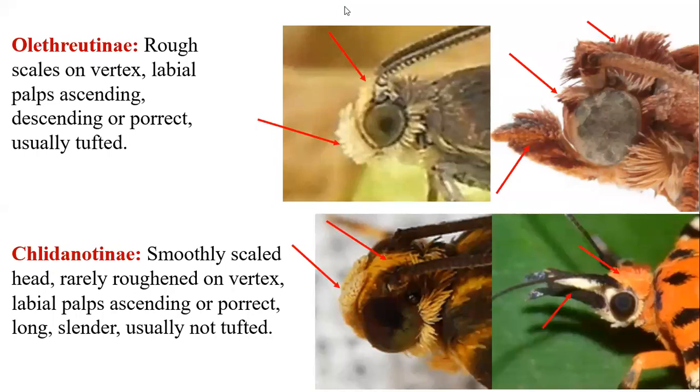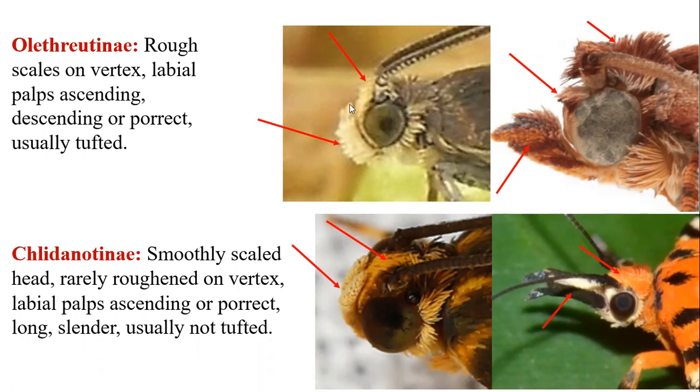So it actually needs very good understanding, and it's a very time-consuming process, I think, to identify these two subfamilies, because the characteristics which differentiate them are so minute and so subtle that we often need to examine the image at better resolution, and then following their characteristics on the head and labial palps, I think that we can differentiate these two subfamilies.